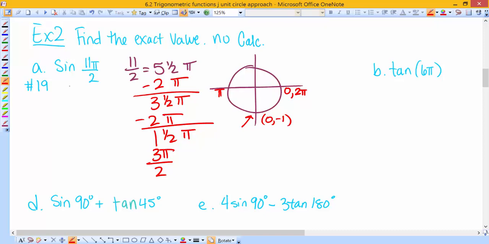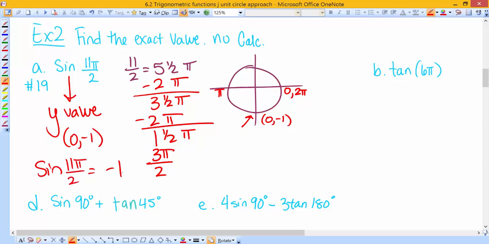We need to remember that sine is the y value. So my point was 0, -1. So the sine at 11 pi over 2 is -1. This is the work that I want to see, you guys, whether you convert it to degrees or you leave it in radians. I want to see that you know 11 pi over 2 is the same as 3 pi over 2. And we'll get into the periodic property in 6.3 about the 2 pi and the 360 degrees in more detail.